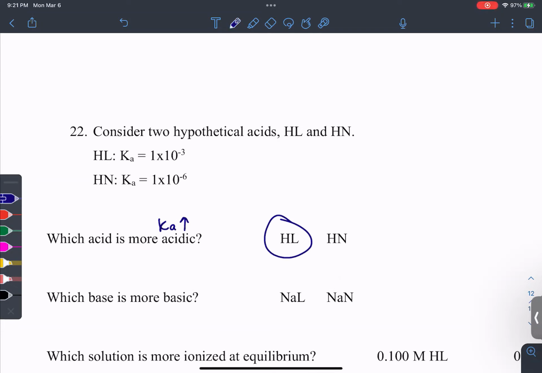Which base is more basic, NaL or NaN? Remember the trends here. As Ka increases, Kb decreases. If we're looking for something that's basic, we're looking for the Kb that's the highest. Therefore, we're actually looking for the Ka that's the lowest. The crappiest acid will have a conjugate with the best base. So what is that? NaN.